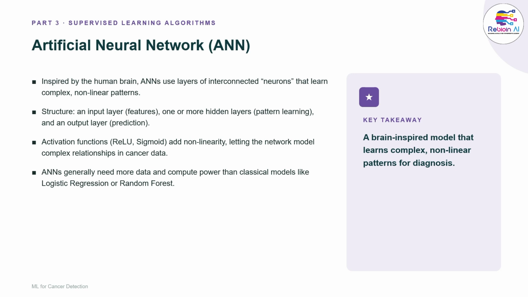Now, what's the trade-off? The trade-off is that ANNs typically need more data and compute power than the classical models we have covered. Just imagine an ANN like an assembly line with multiple stations. Raw materials, your input features, go in at the first station, and each subsequent station transforms and combines what came before into something more refined, until the final station produces the finished product, the prediction.